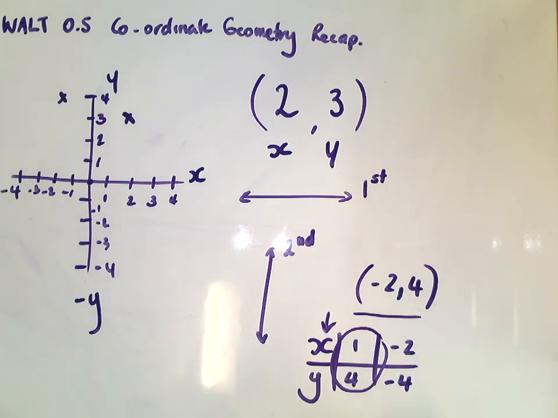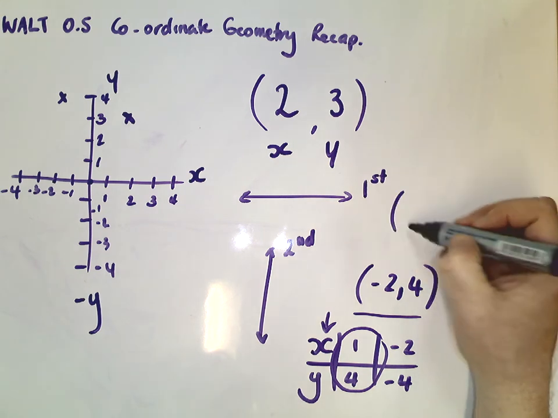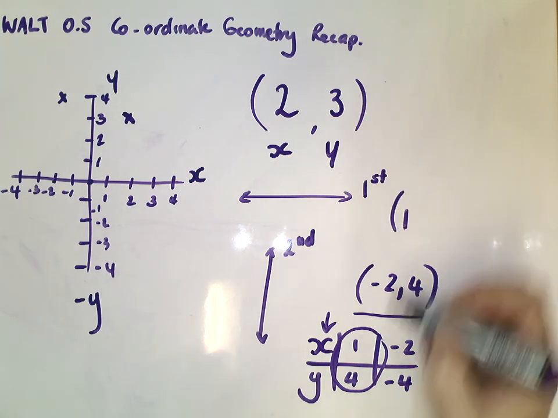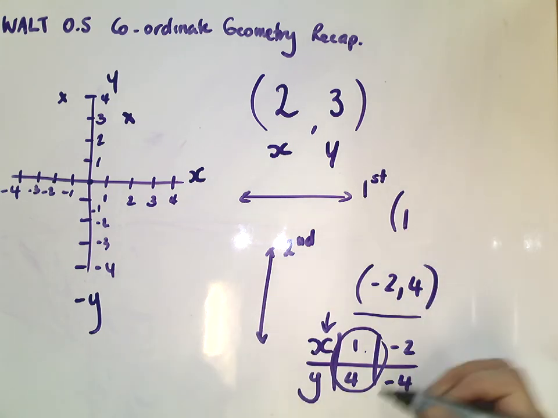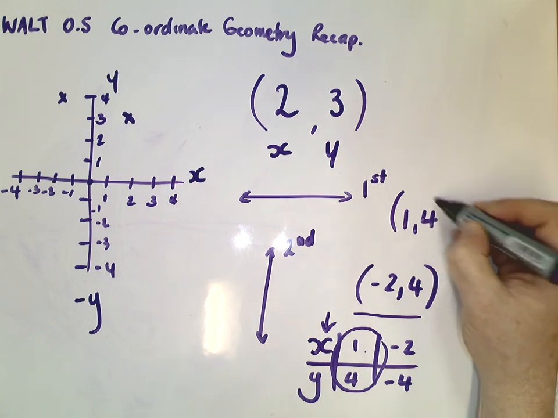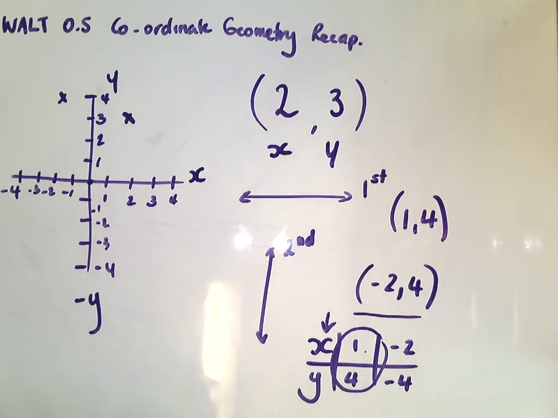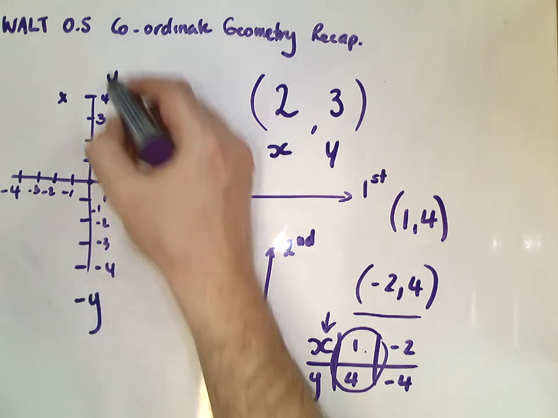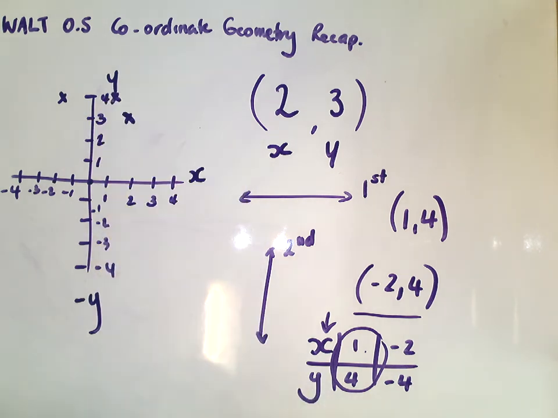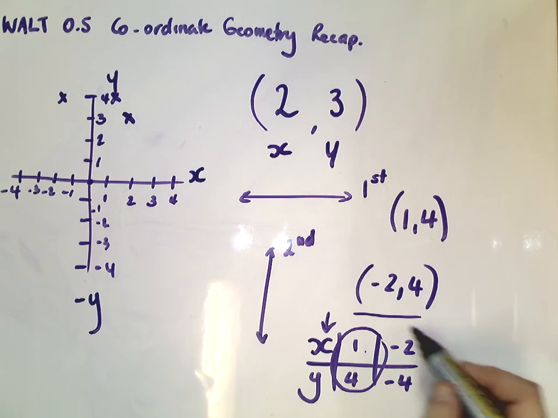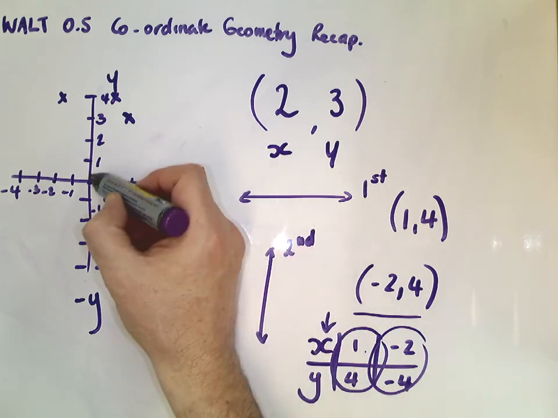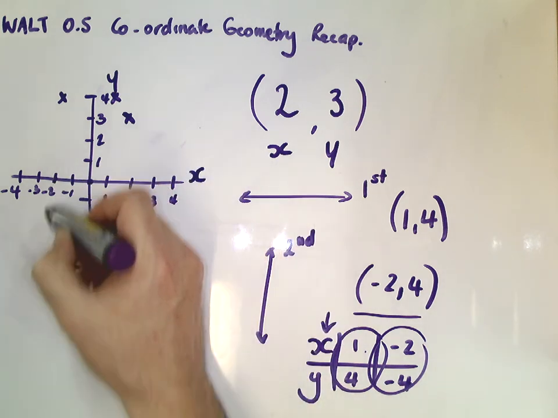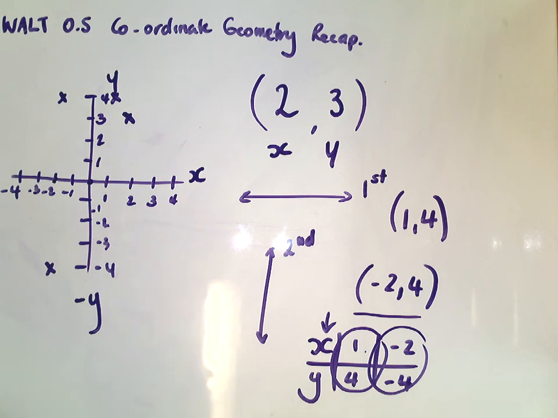So we would go, whoops, I've got to do it up here. So we would go 1 across, x being our across, and then we would go 4 up, y being our up and down. So if we look here, we would go 1 across, and then we would go 4 up, which would place me here. If we look at this one, then the x-coordinate tells us to go across 2 and then down 4. So we'll end up like that.